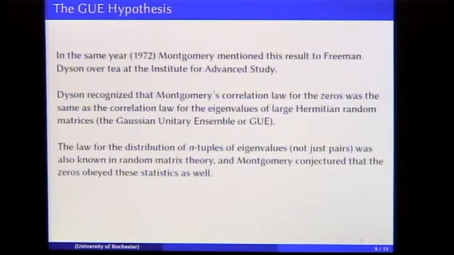And Dyson told him that the distribution for these random matrix eigenvalues was known for not just pair correlation, but n-level correlation, where you take n of these things in difference. So Montgomery conjectured that the distribution of n-tuples of zeros should be the same as for random matrix theory. And this is called the GUE hypothesis.